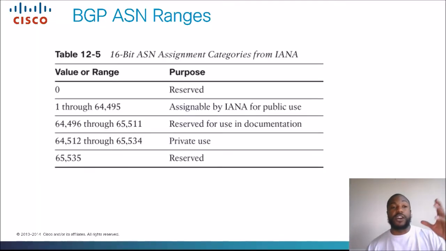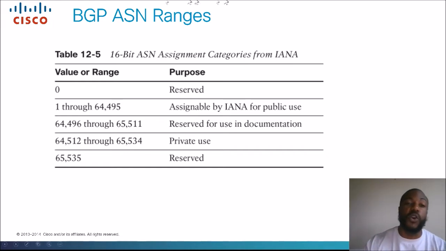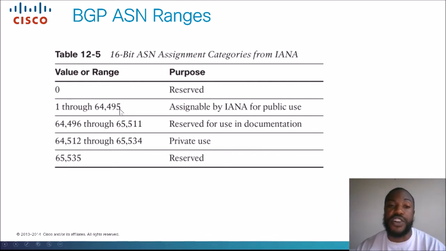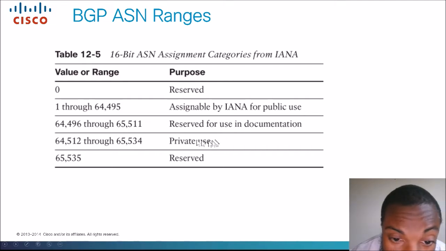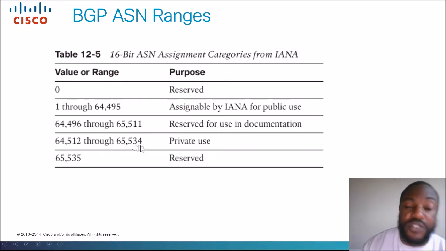AS numbers are values between 0 through 65,535, right? 0 we can't use because it's reserved. These are the ones that are publicly issued by the IANA, 1 through 64,495. Then we have these that are reserved for documentation. That last one is reserved. Now this one is what we're concerned with right now: private use, 64,512 through 65,534.